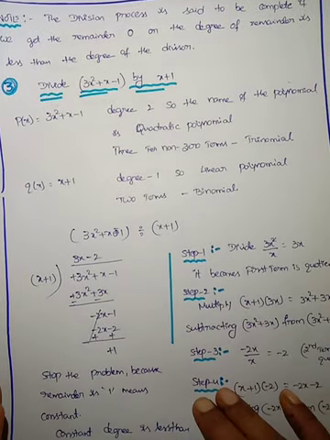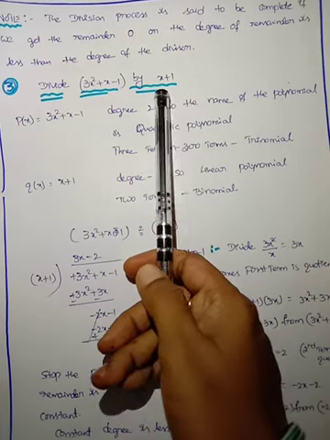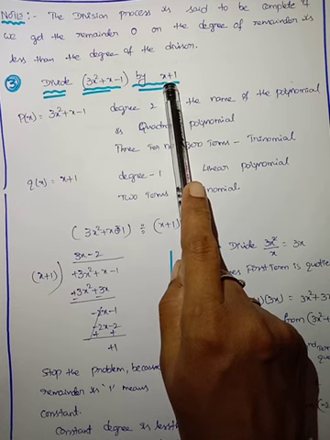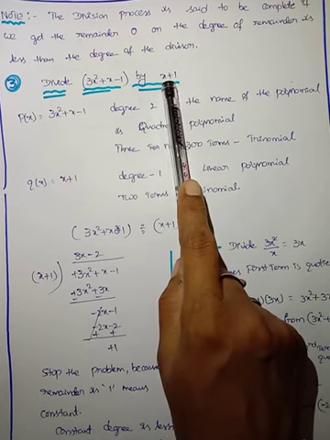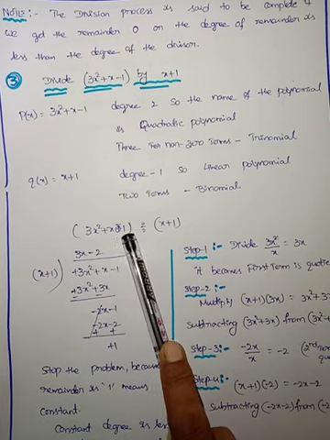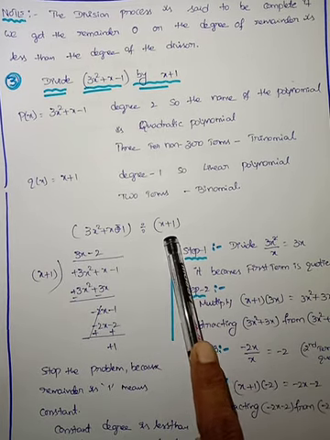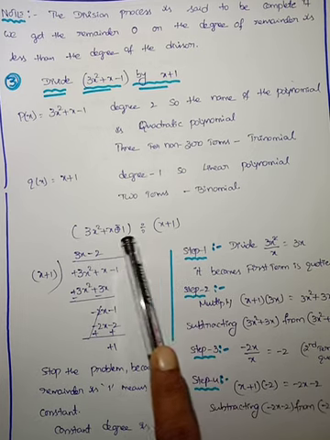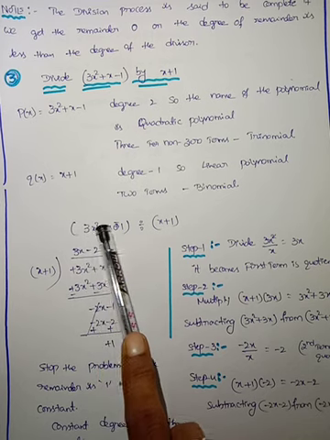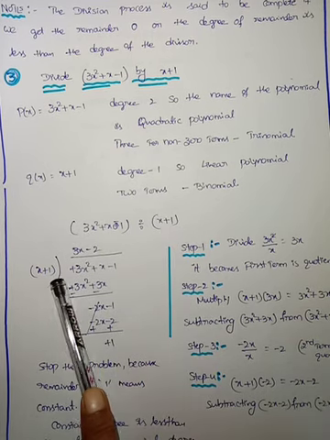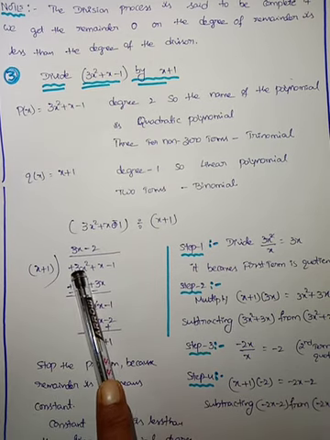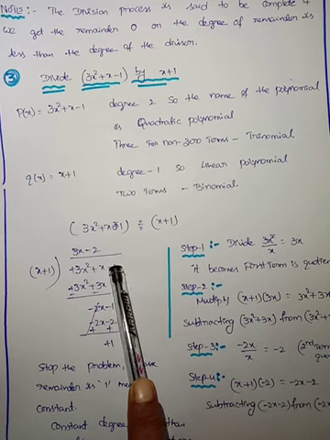In this problem we cannot divide each term with this binomial. It is not possible. You have to take the second method. 3x square plus x minus 1 divided with x plus 1. This is the divisor and this one is the dividend. The highest degree is 2, the lowest degree is 1. Just write the divisor x plus 1 on the left side of the bracket, and on the right side, 3x square plus x minus 1.